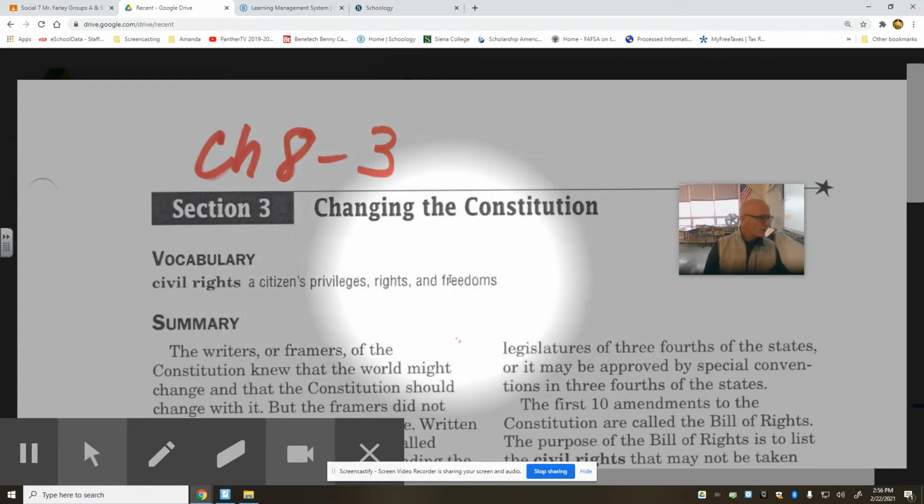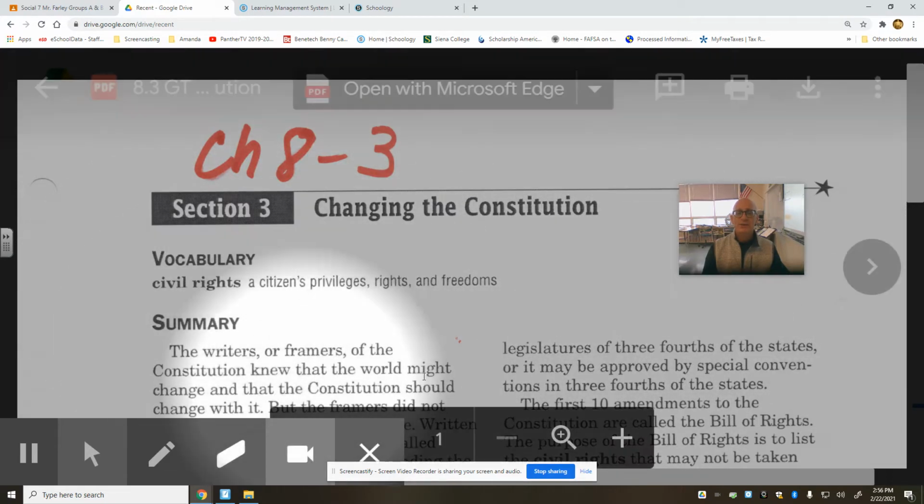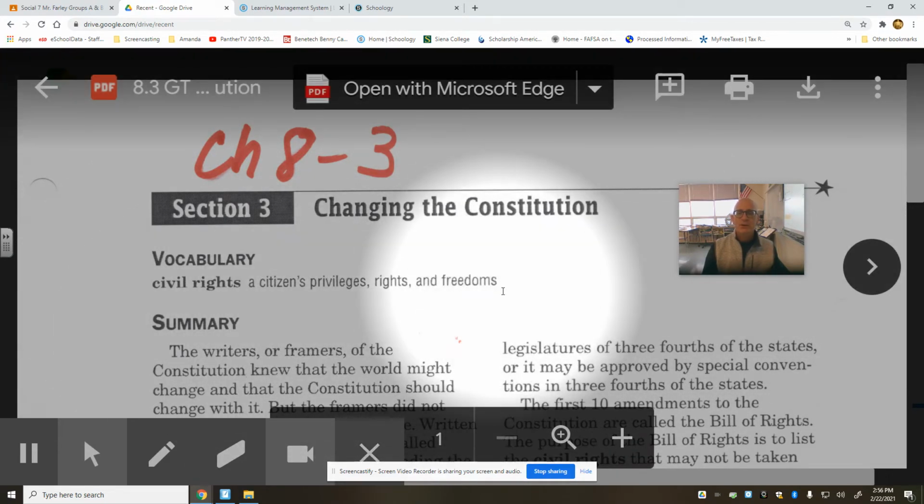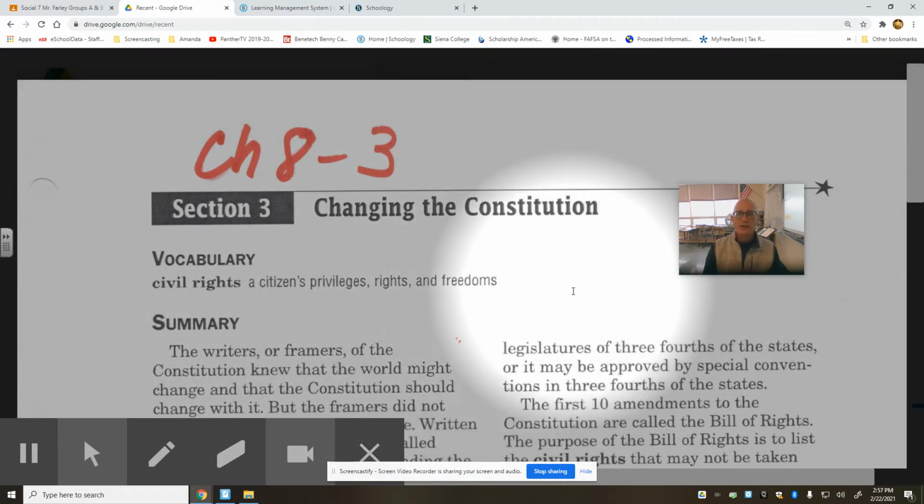There are additional vocab terms from this section. We've got First Amendment, Second Amendment, incriminate, Civil War amendments, 19th Amendment, and 26th Amendment. Each of those are in addition to civil rights, and you can find those on your Quizlet deck, and you can also find them on your Google Classroom stream.